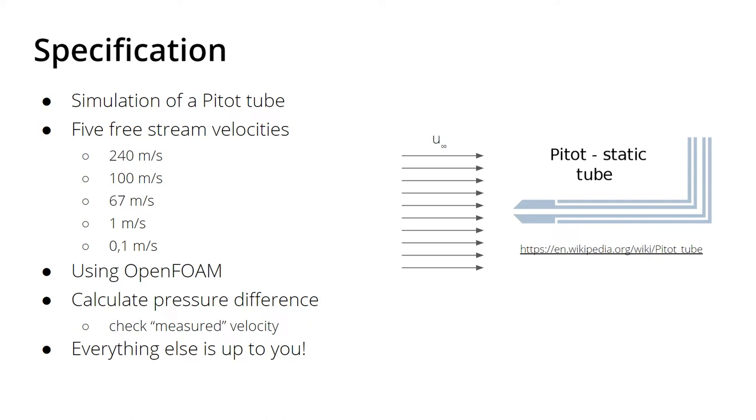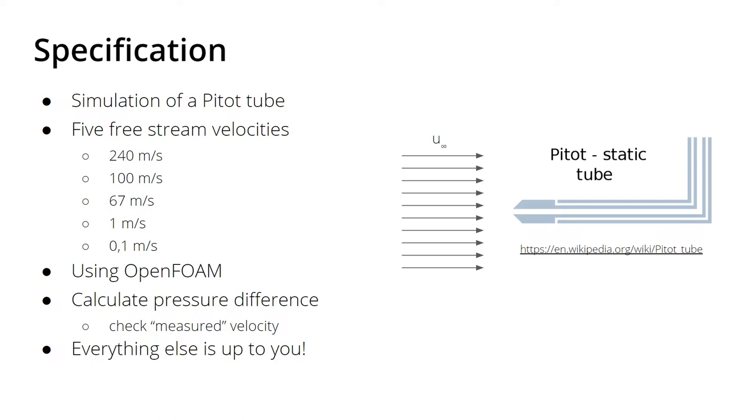And so my challenge is that I ask you guys to simulate a Pitot tube, and the only specification is that I give you five velocities: 240 meters per second, which is approximately the velocity of a commercial plane, 100 meters per second, which is a very fast Formula One car, 67 meters per second, which is a small plane, 1 meter per second, which is a very nice industrial process, and 0.1 meters per second, which is a very, very slow flow.